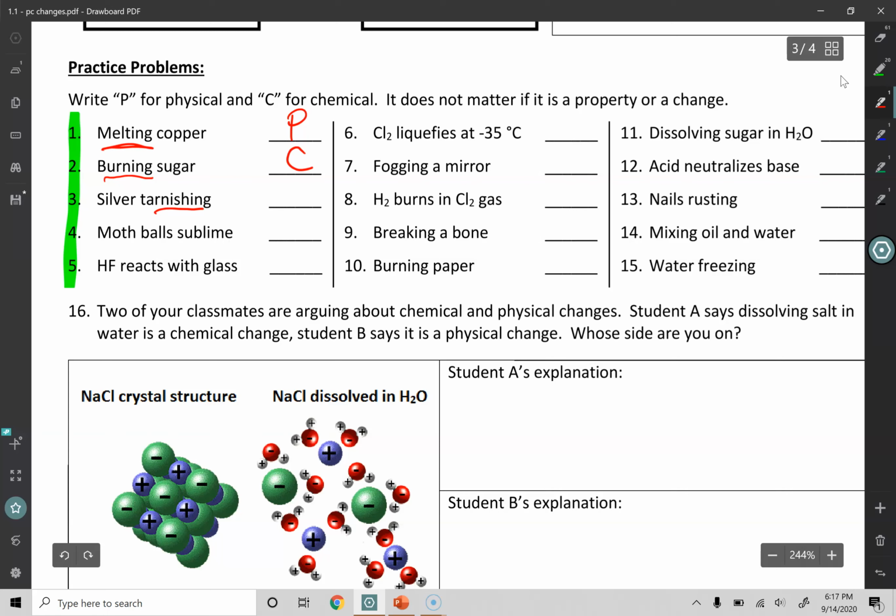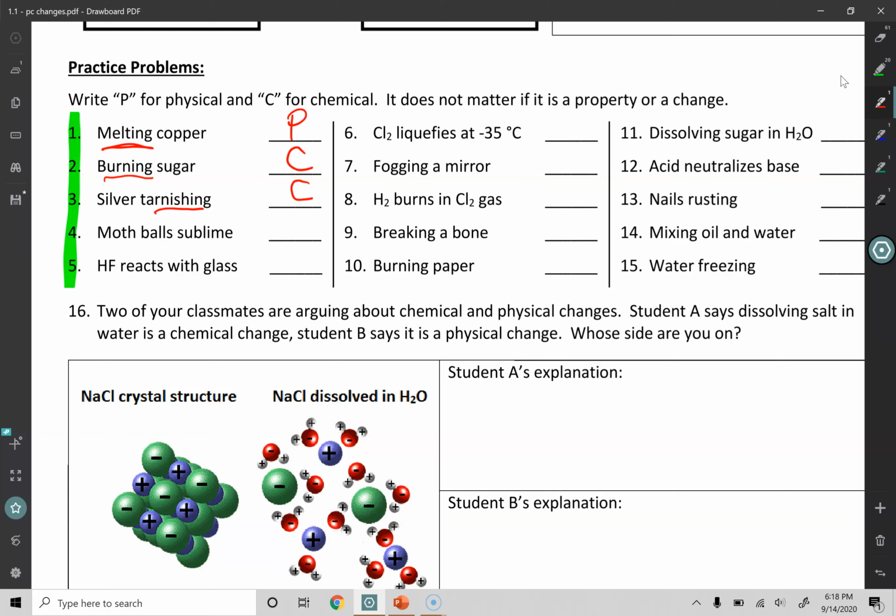Tarnishing. So silver, over time, develops this kind of grayish film, and it needs to be polished. That's actually a chemical reaction occurring. Silver is reacting with oxygen in the atmosphere. So this is an example of a chemical change. And I'd be aware of the word tarnishing or rusting or corroding. They're all kind of describing the same process of a metal reacting with oxygen in the atmosphere.